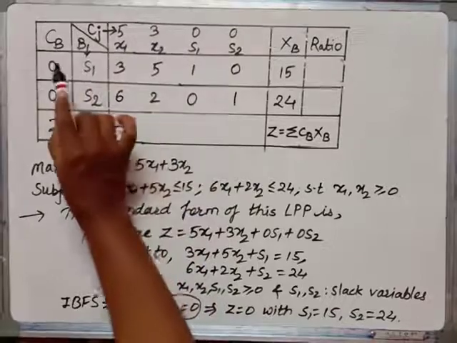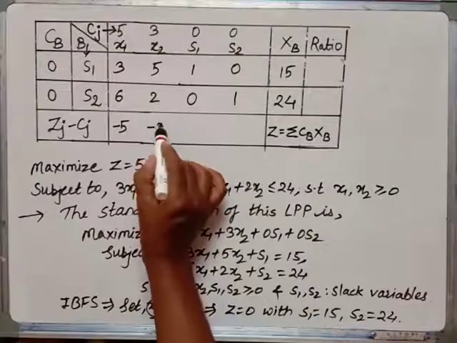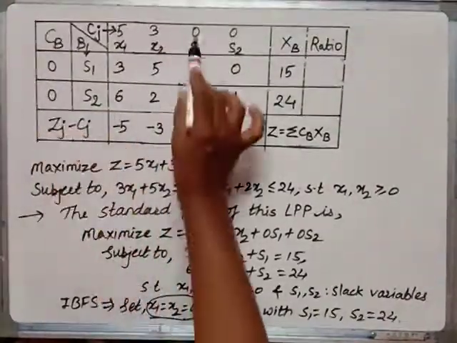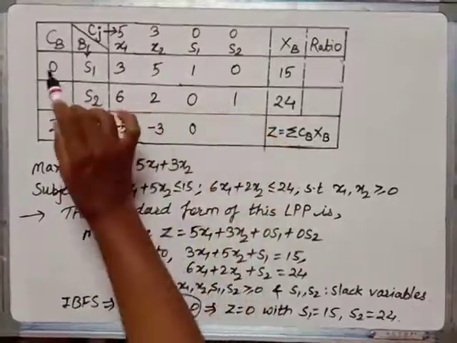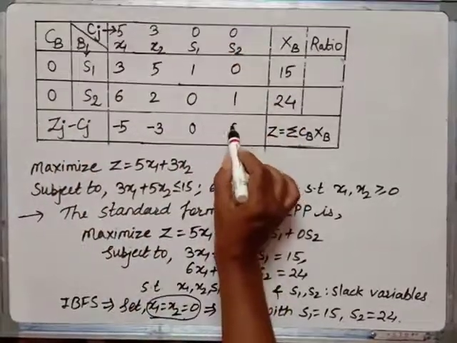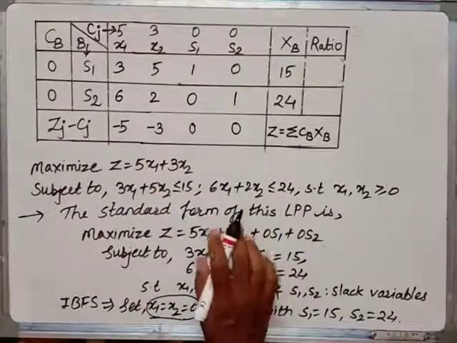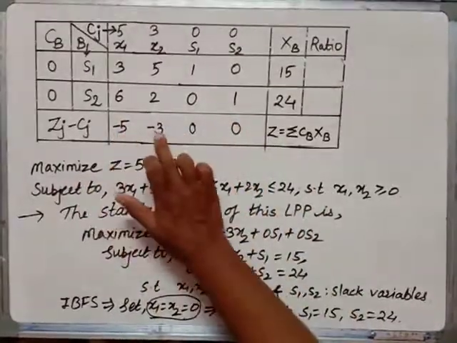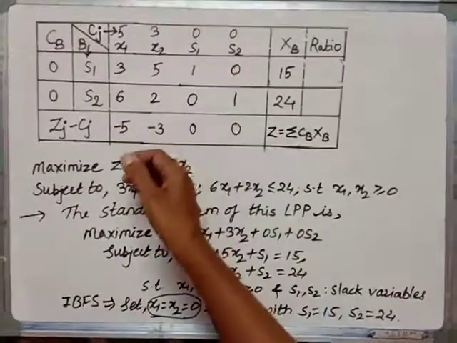Similarly, here again 0 plus 0 minus 3. So I get minus 3. Here 1 into 0, 0 plus 0 into 0, 0 minus 0. So it will be 0. Now again 0 into 0, 0 plus 1 into 0, 0 minus this 0. So again this is also 0. As such we will form this part, minus 5, minus 3, 0 and 0. This is the next calculation. This is the calculation for our next improved table.